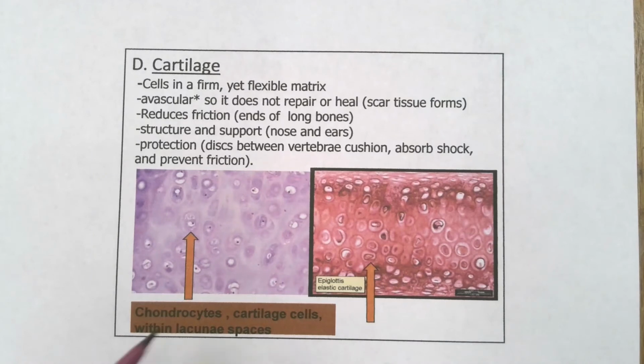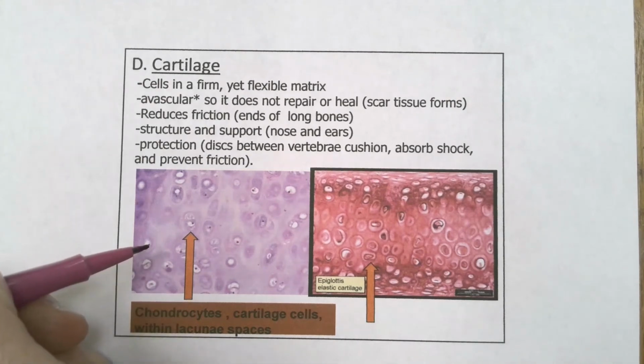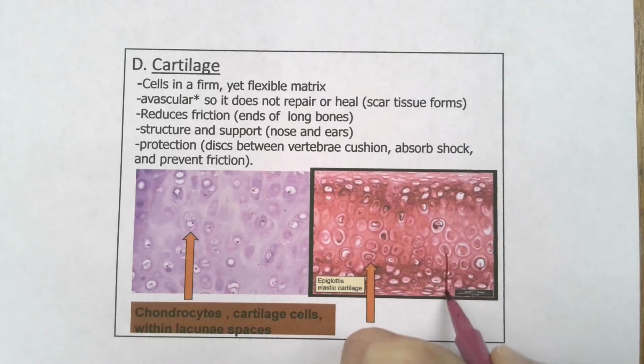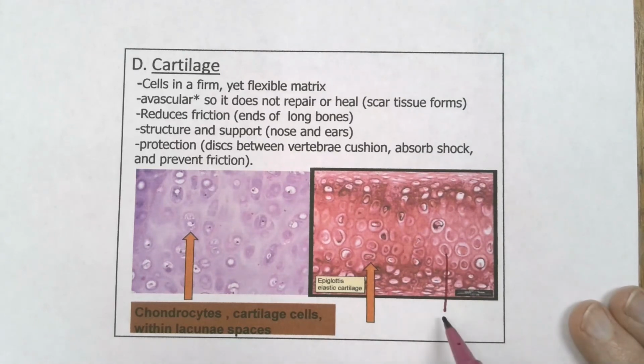This is probably easier to see exactly what I'm talking about on this particular slide. Where that arrow is pointing, this is elastic cartilage versus hyaline cartilage. Where this arrow is pointing, that circle that's darker, that's the nucleus. Actually, why don't I just label one over here? Okay, so that's a nucleus.